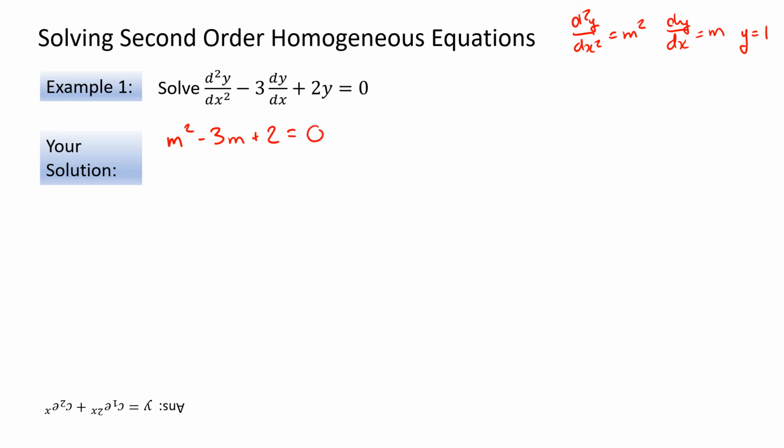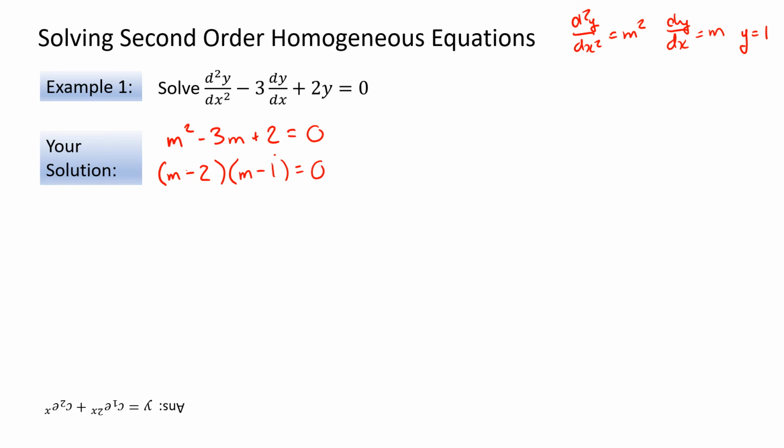So now that we have an equation that looks like a quadratic equation, we can solve it by factoring. In this instance, we're looking for numbers that multiply to positive 2 and add to negative 3. Negative 2 and negative 1 multiply to positive 2 and they add to negative 3. So we're left with m minus 2 and m minus 1.